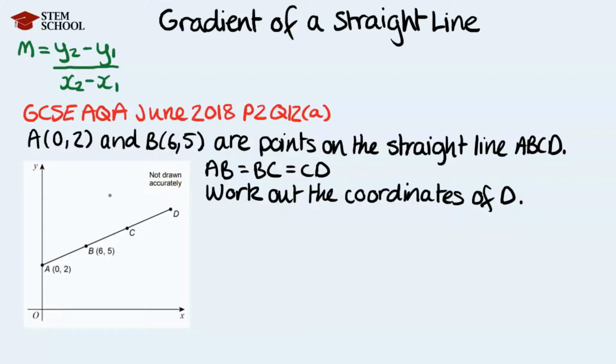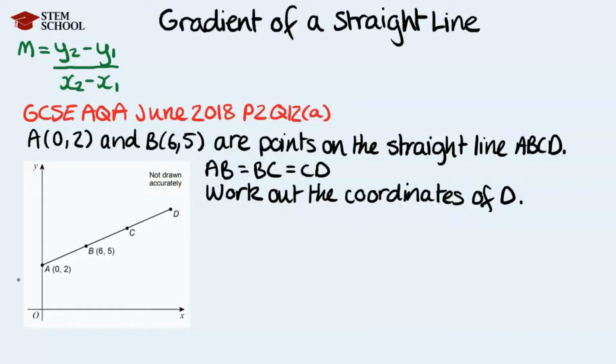So we have this diagram here with points A, B, C, D. So this is just showing that the points are equally spaced from each other, okay? So what we have to do is work out the coordinates of D. So when you actually look at this question, it hasn't told us to work out the gradient specifically. That's the problem solving aspect, okay?